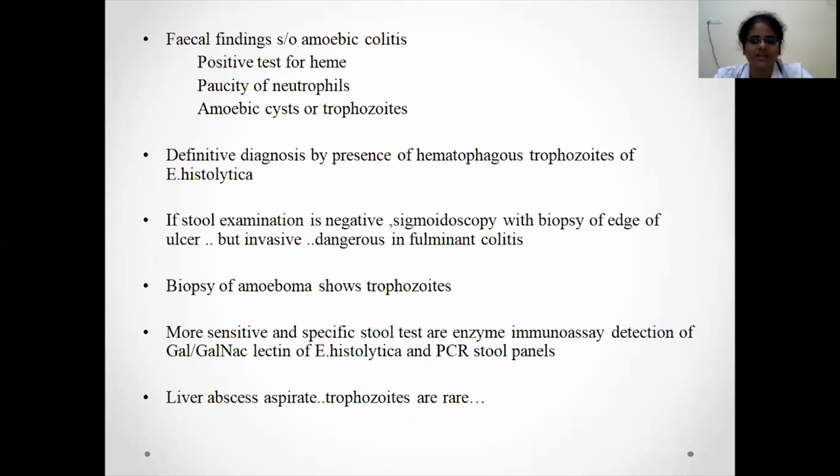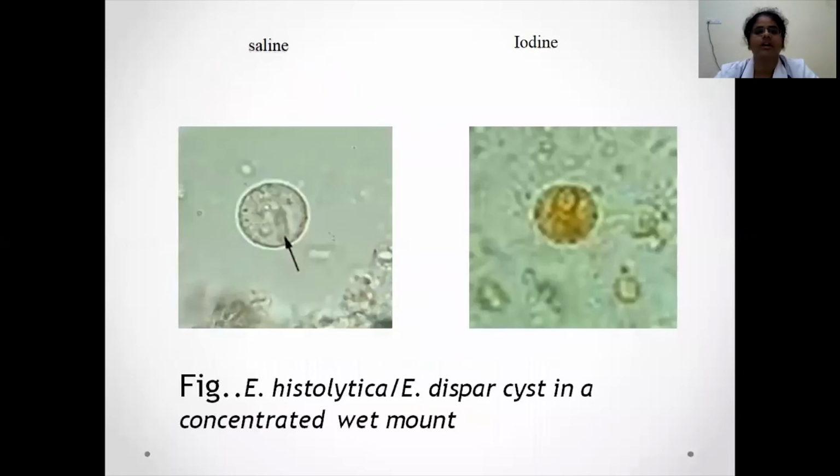Liver abscess aspirate showing a trophozoite is very rare, because in the liver abscess, whatever we aspirate will be the necrotic liver parenchymal tissue. The trophozoites will be in the margin of the capsule of the abscess. This is the saline preparation and the iodine preparation of Entamoeba histolytica. The cysts of Entamoeba histolytica and dispar are almost identically similar.